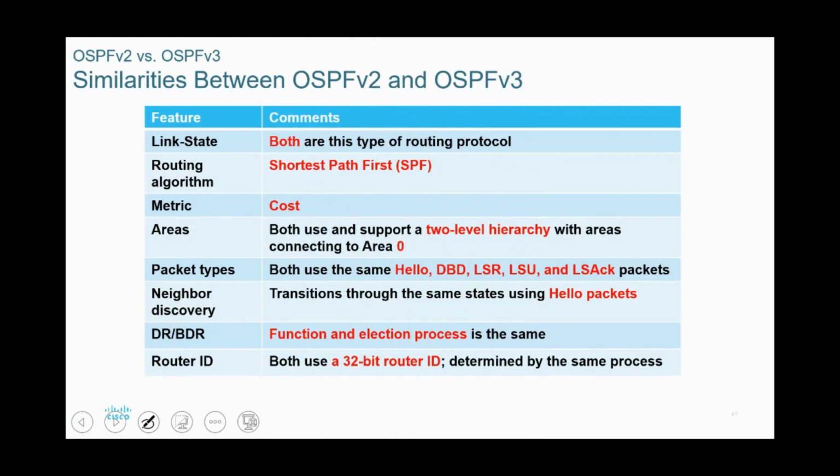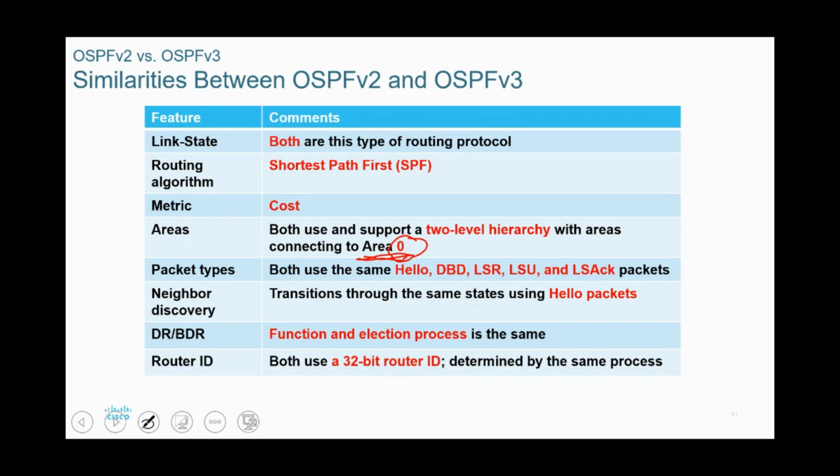Okay, these 3 are important to verify your configuration. As for the similarities between OSPFv2 and v3, both of them are link-state routing protocols, both use shortest path first, and both use cost as the metric, where the lowest cost is the best. Both also support a two-level hierarchy with areas connecting to area 0. So area 0 is compulsory, whether you are using v2 or v3. By default, you need to start from area 0, because area 0 is the backbone for your OSPF areas.